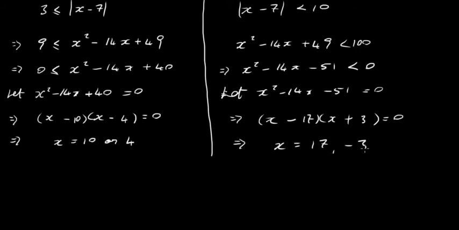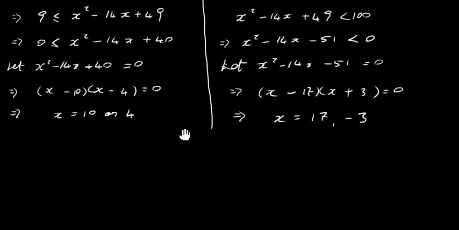We're solving inequalities here now. So let's have a look at what our graphs would look like if we were to graph these inequalities in this case. So we have 10 and 4 here, so our graph will look something like this.